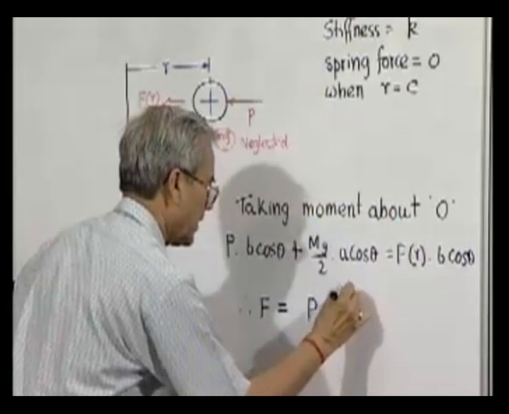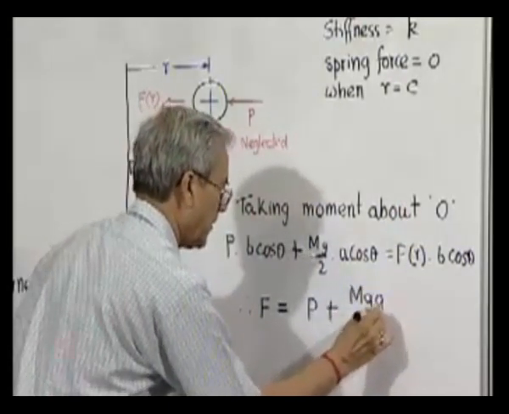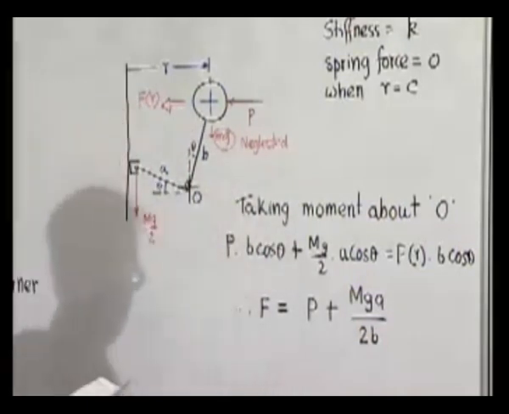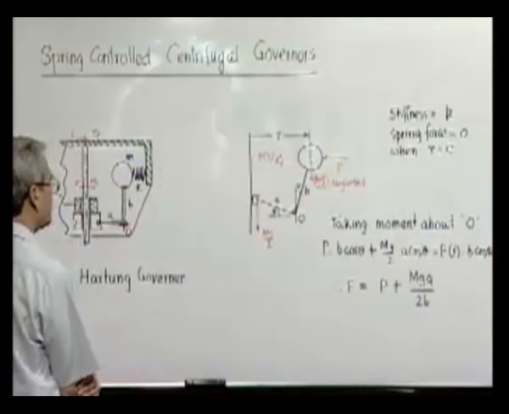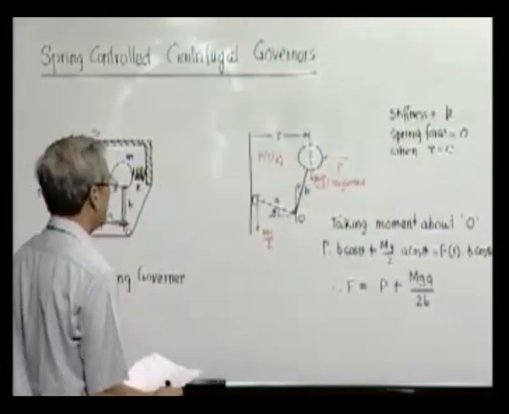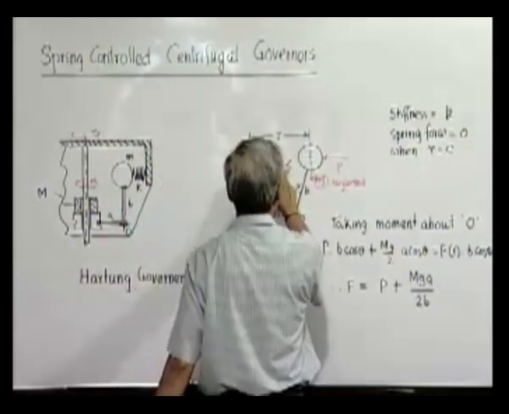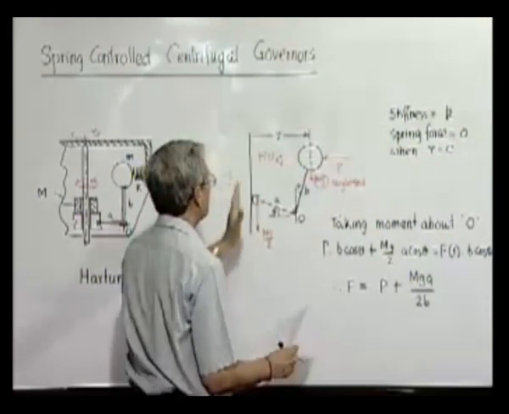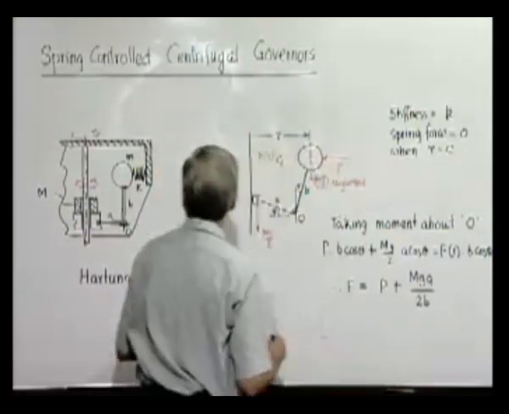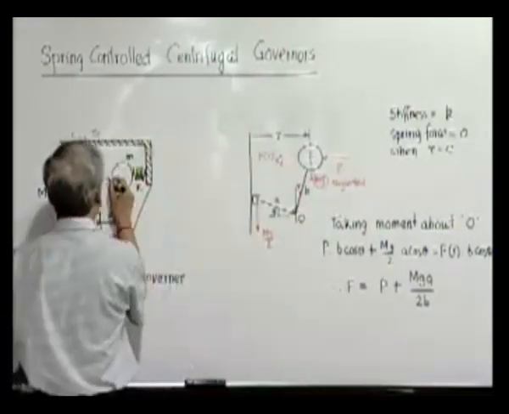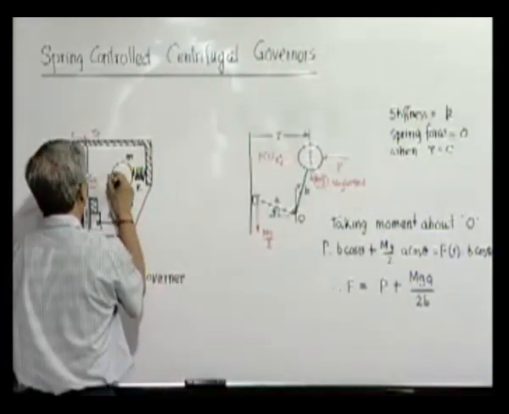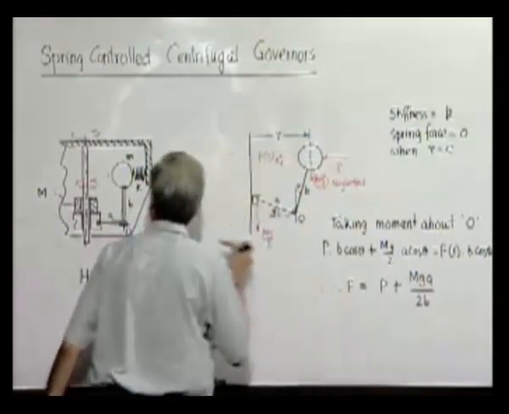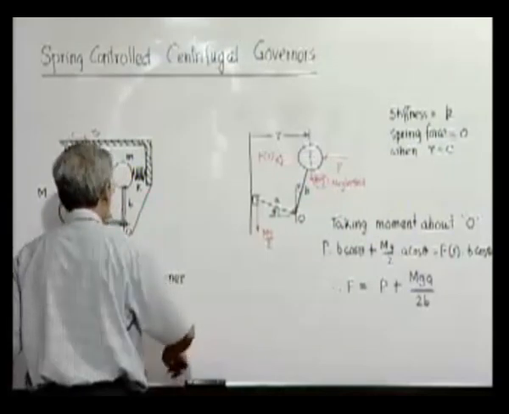plus mg by 2 times a by b. Now we also know that P is 0 when r is equal to c. So when r is equal to r, what will be the P? That means the compression which the spring has undergone, that means originally, the original length of the spring, let me represent it by this one.